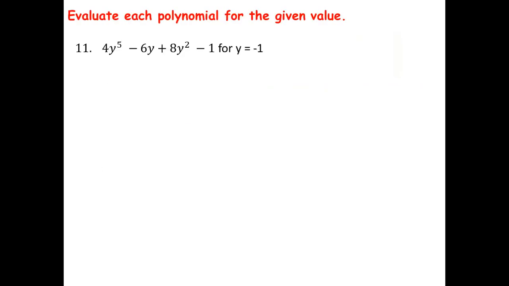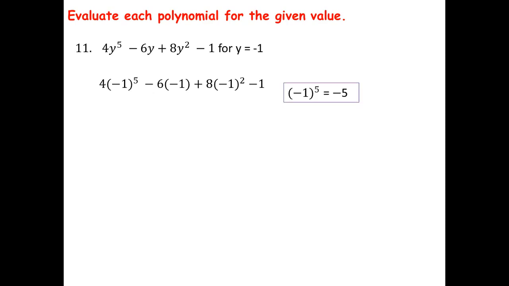Next question says 4y to the power of 5 minus 6y plus 8y square minus 1 for y is equal to -1 again. So again, you have to replace y with -1, right? So this is how your polynomial will look once you replace the variable. Wherever there is y, replace that with -1. So first let's solve the exponents. So here again it's -1 to the power of 5.